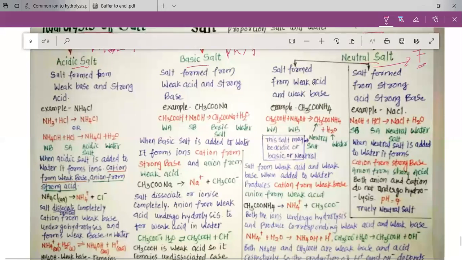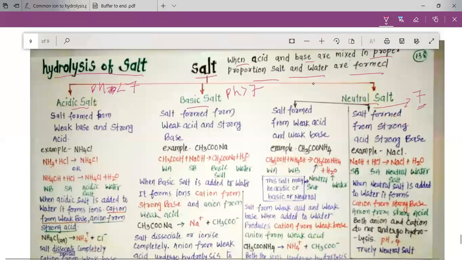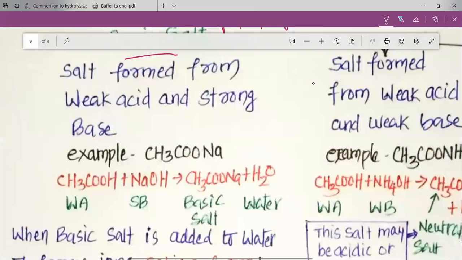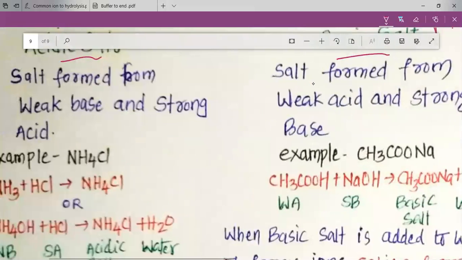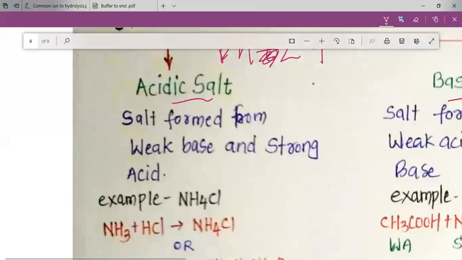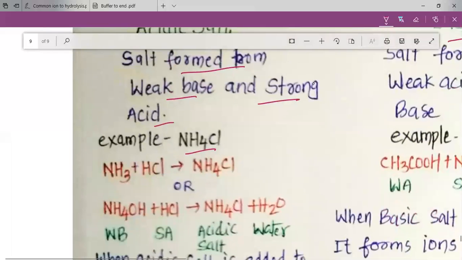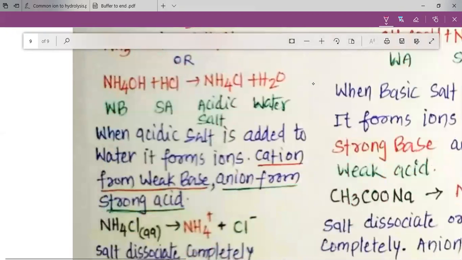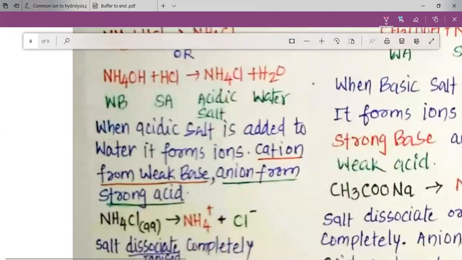Now, my dear students, let us first understand about the acidic salt in detail. Acidic salt is a salt formed from the weak base and strong acid. For example, you can see NH4Cl. NH4Cl is prepared by the reaction of NH3 with HCl, or by the reaction of NH4OH plus HCl, that gives NH4Cl plus H2O. You can see that NH4OH is a weak base and HCl is a strong acid. Thus we get the acidic salt.